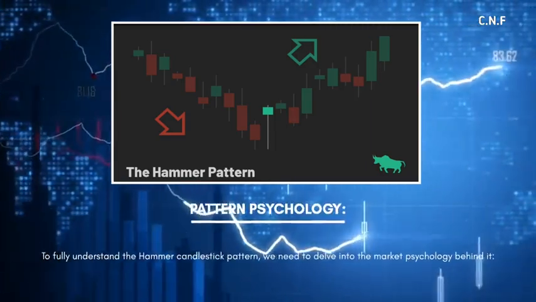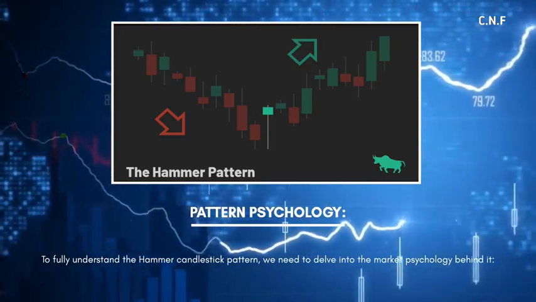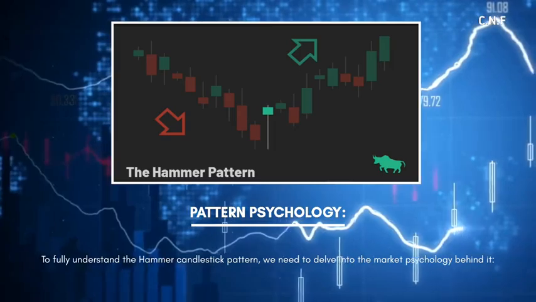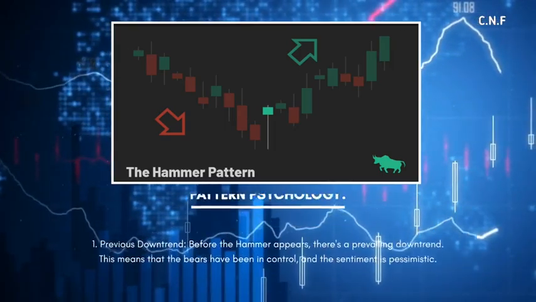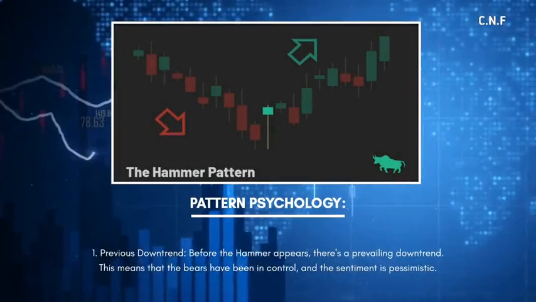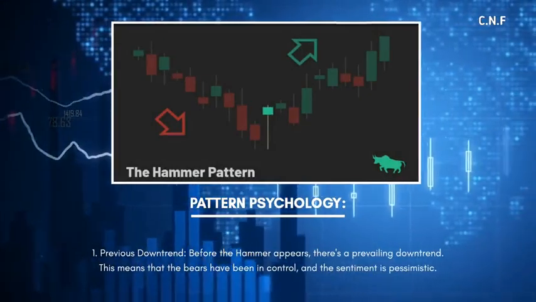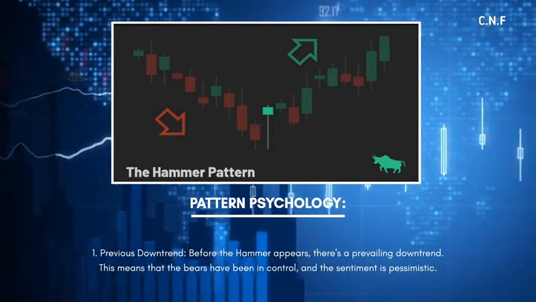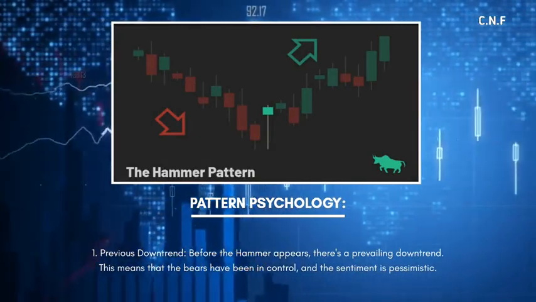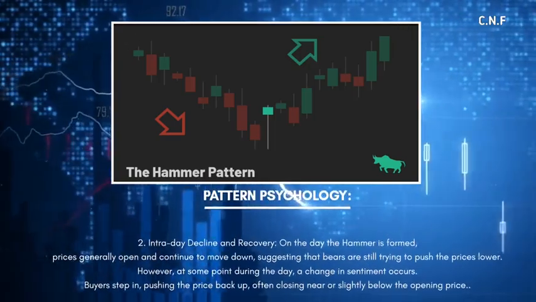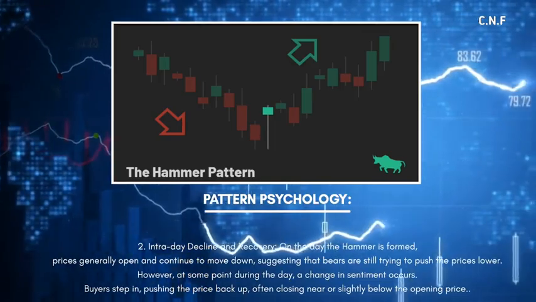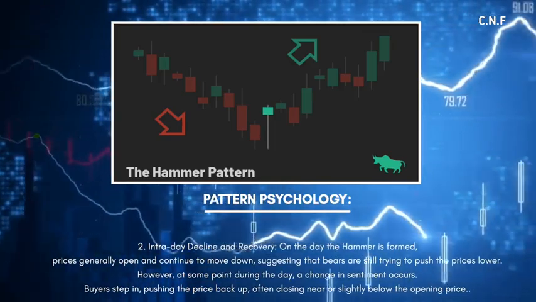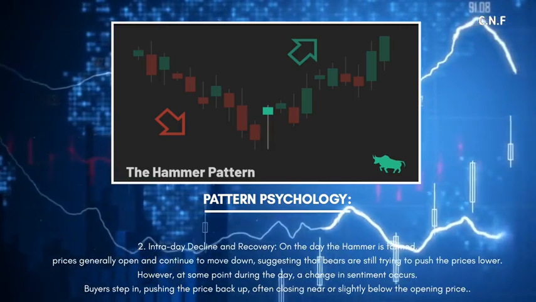Pattern psychology. To fully understand the hammer candlestick pattern, we need to delve into the market psychology behind it. Previous downtrend. Before the hammer appears, there's a prevailing downtrend. This means that the bears have been in control, and the sentiment is pessimistic. Intraday decline and recovery. On the day the hammer is formed, prices generally open and continue to move down, suggesting that bears are still trying to push the prices lower.